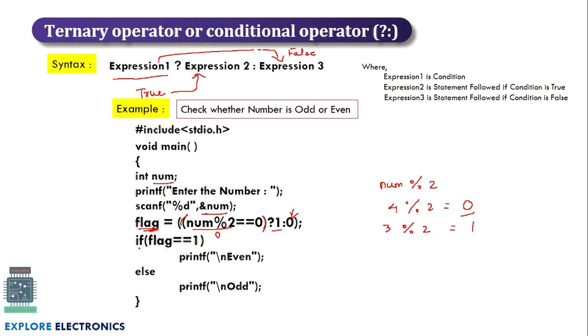Now after this we need to check what value flag is having. If flag is equal to 1, when will flag be equal to 1? When this condition is satisfied. If this condition is satisfied, that means the entered number is an even number. That is what we are printing here. If flag is equal to 1, then we will print it as an even number. If flag is not 1, then it will come to the else condition and it will print odd.